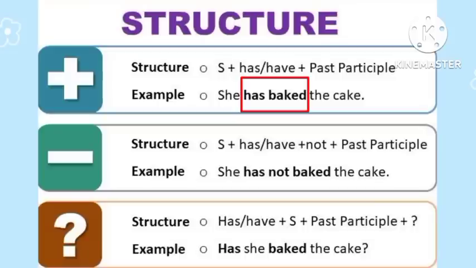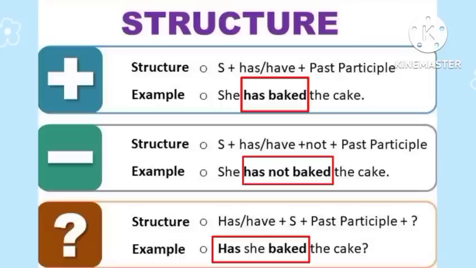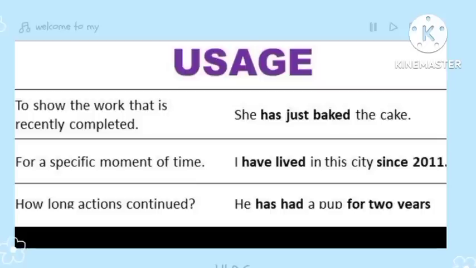Now for negative, subject plus has, have plus not plus past participle of verb 3. Example, she has not baked the cake. Harus tambah not setelah has. Tetap pakai verb 3. Okay, now for interrogative, has, have plus subject plus past participle of verb 3. Jadi has yang kita pindahkan ke depan become, has she baked the cake.